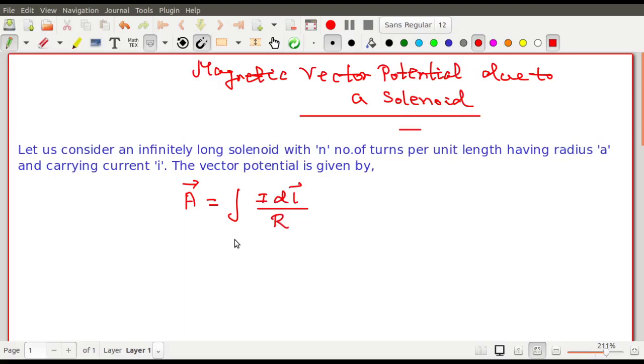So capital R is the distance. You know what type of distance this is: it is the distance from the source point to the field point. So capital R is the distance from the source to the field. So let us now start this calculation and see what happens.